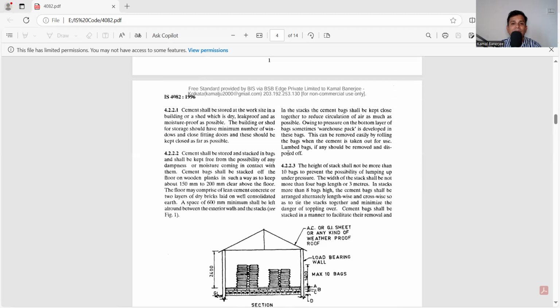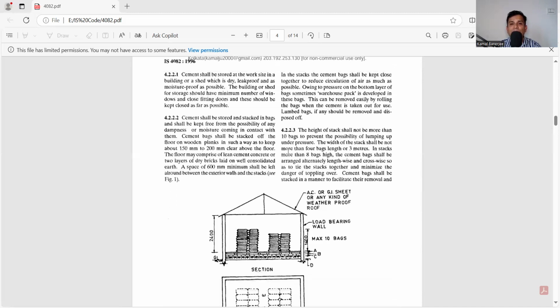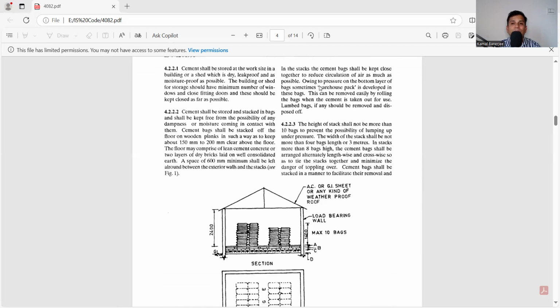So let's see: the stacks of cement bags shall be kept close together to reduce circulation of air as much as possible. Owing to pressure on the bottom layer of bags, sometimes warehouse pack is developed in the bags. This can be removed easily by rolling the bags when the cement is taken out for use. So if we find any problem with the bags, or they start lumping, those will be taken out first.